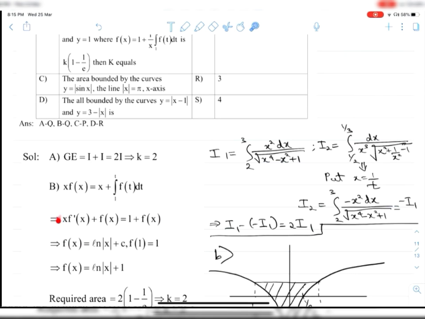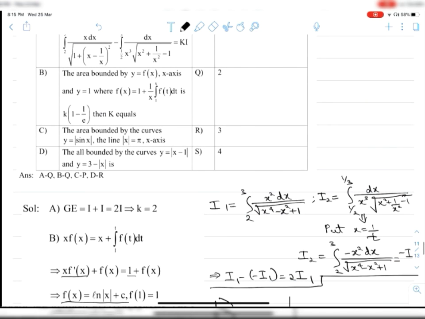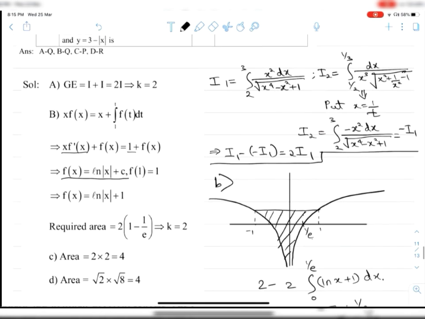I'll be left over with x into f dash of x equals 1. f dash of x equals 1 by x, and solving it I'll get f of x equals ln mod x plus c. But again, he won't give the integration constant directly. But in this function, if I substitute x equals 1, I'll get f of 1 equals 1. So if I use that hint here, I'll get the integration constant as 1. So f of x equals ln of mod x plus 1. This is the graph of f of x equals ln mod x plus 1. And this is the area it is asking. From minus 1 to 1, it is asking what is the area included.